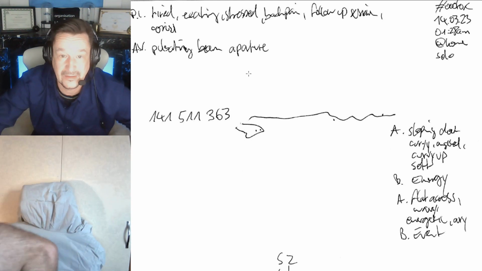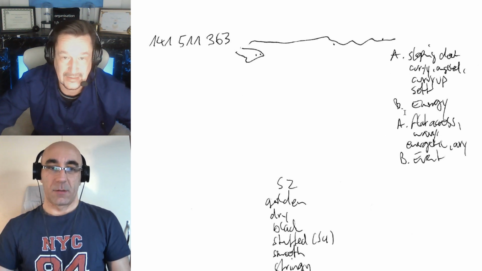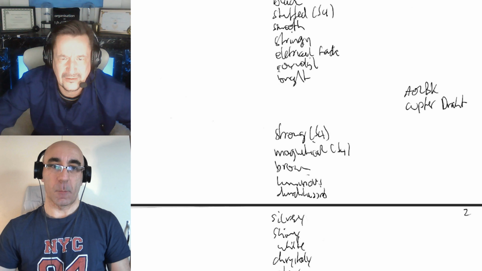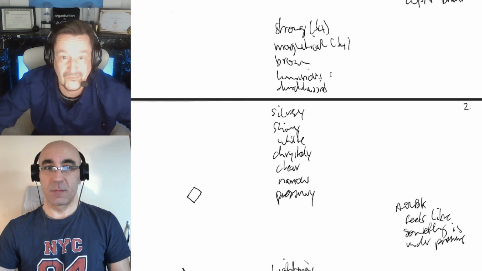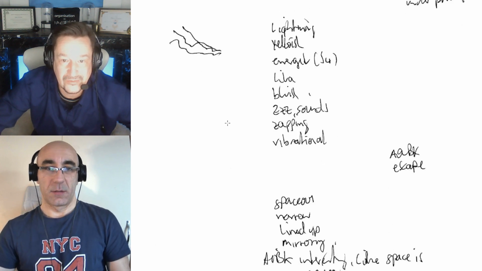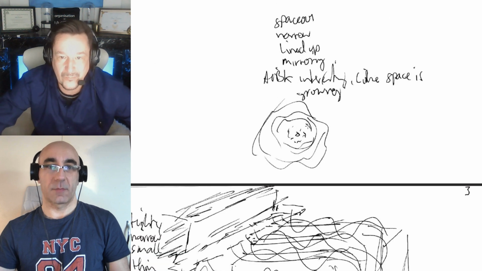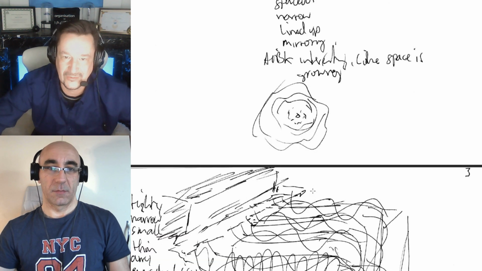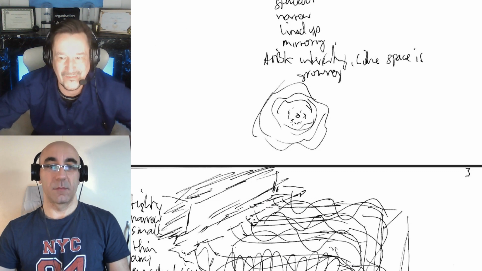I came up with energy here, my ideogram, energy B and energy and an event. Went again to my stage 2: golden, dry, stuffed, smooth, stringy, roundish, bright, strong, magnetical again. Early stage 4 impressions: silvery, shiny. Feels like something is under pressure, lightening, yellowish, sapping, vibrational. Analytical overlay: form, an escape. It was spacious, narrow, lined up, mirroring, and my AI became interesting, like space is growing. And it was really like, again, this portal feeling, something is opening here. And I tried to express that.